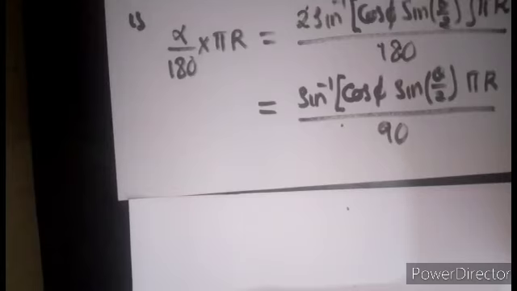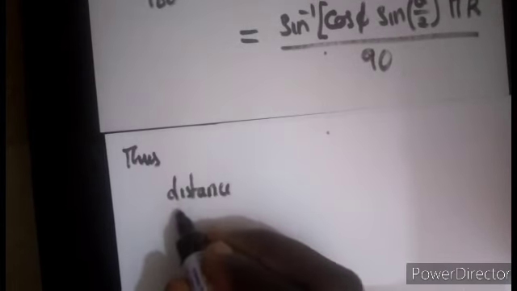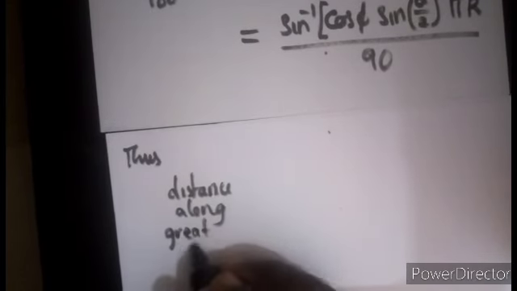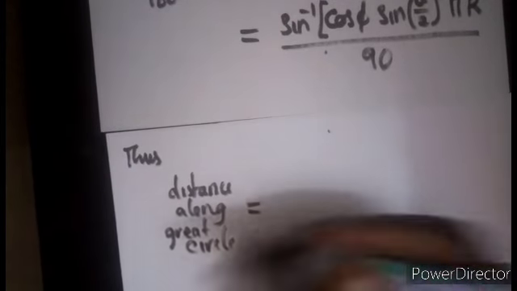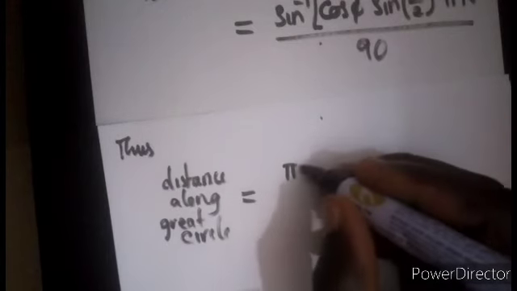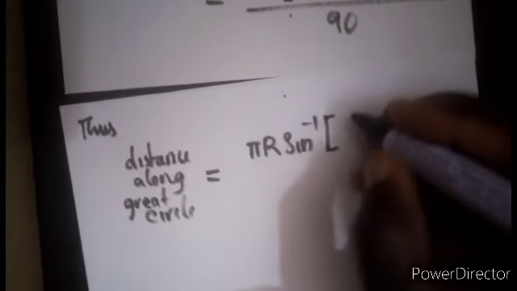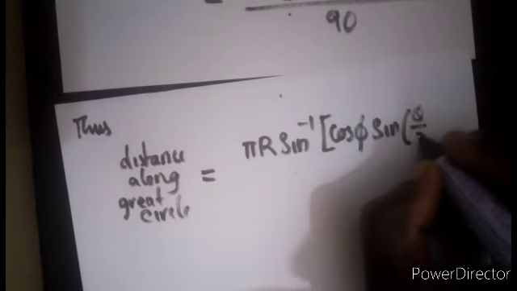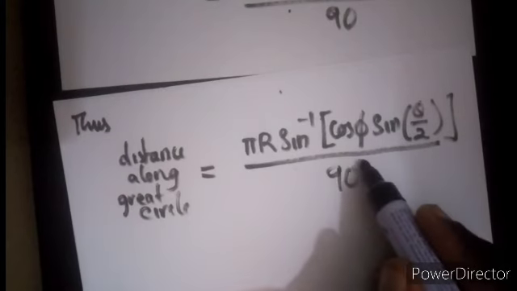In conclusion, the distance along a great circle will always be pi r times the sine inverse of the cosine of phi, the sine of theta over 2, divided by 90.